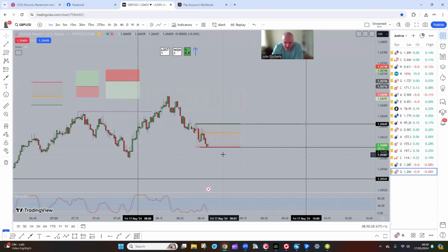Let's just see what we're doing on here. So again, we did break the structure here. Okay, so technically this is a separation candle now. So it's broken structure again, so we'll just let this play through.